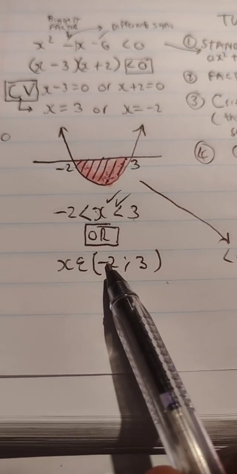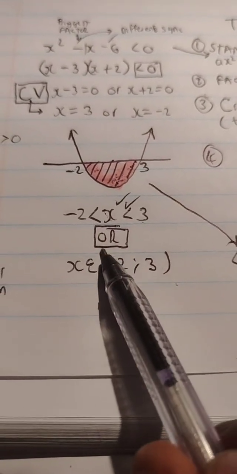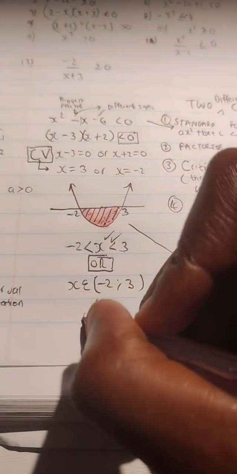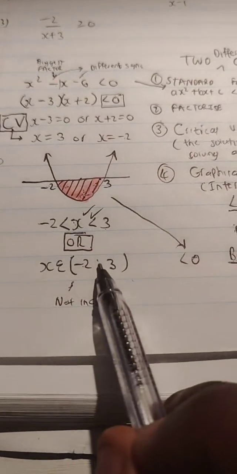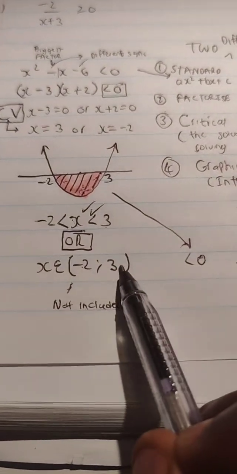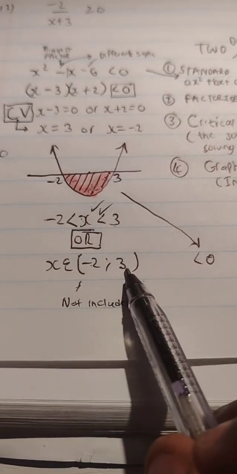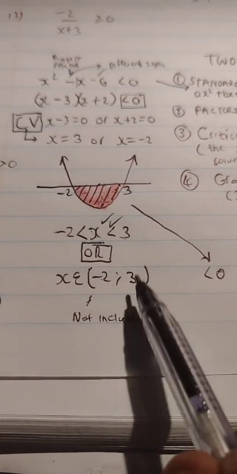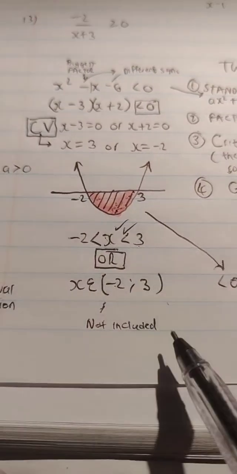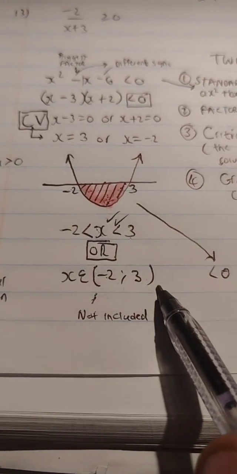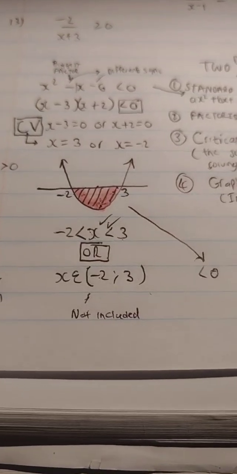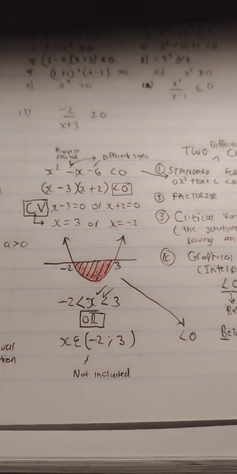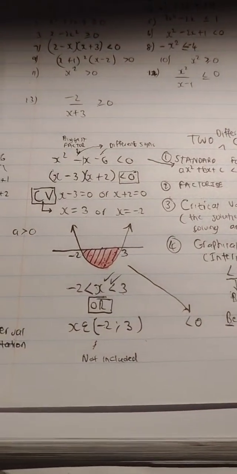from -2, or at least -2 not included. Open bracket means the -2 is not included. This semicolon means to 3. -2 to 3. Open brackets, because there's no equal sign. That also means the 3 is not included. That basically is the end of how we answer this question asked of us.